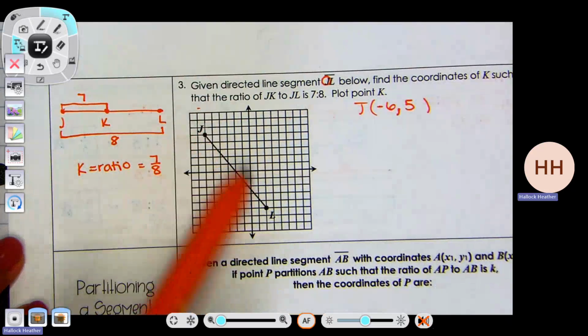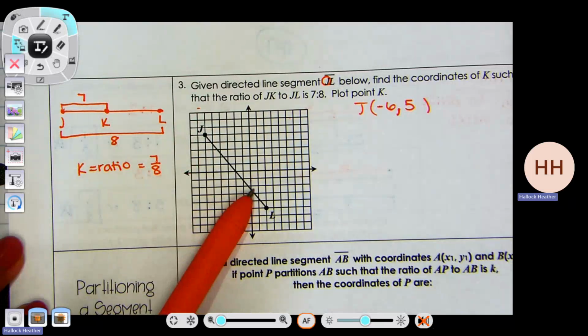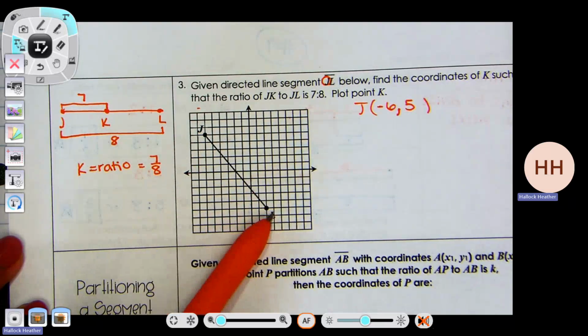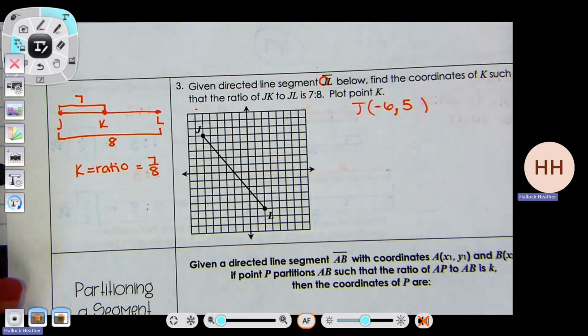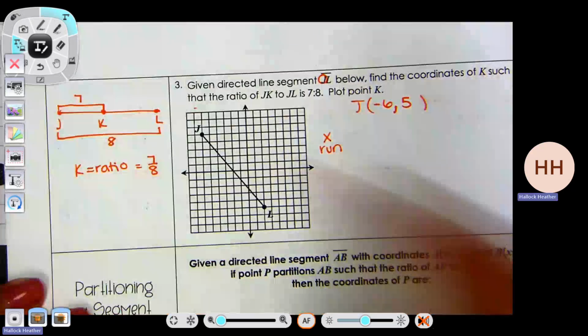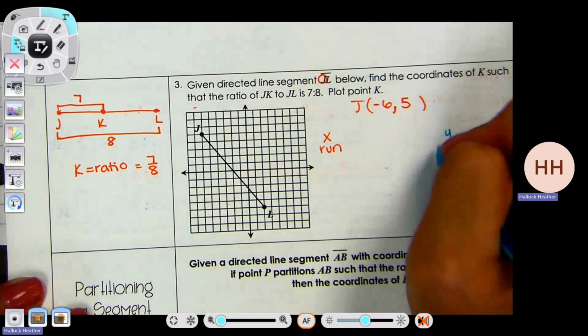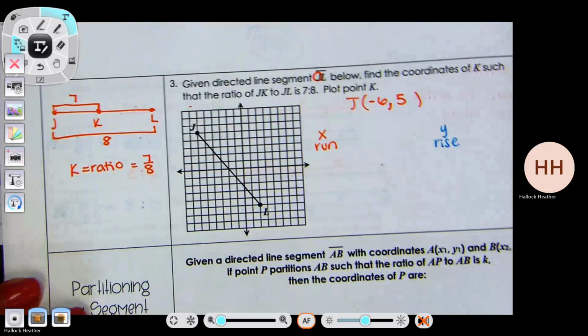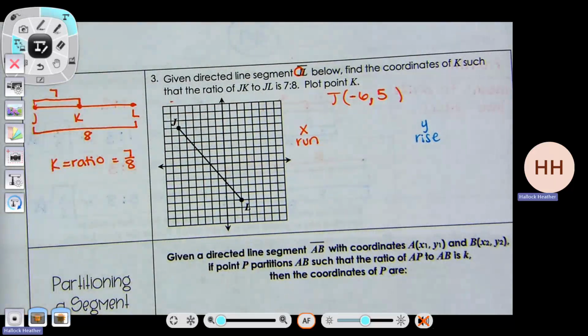So basically, from J to L, I need to figure out where 7/8 of the way is going to be. It should be closer to L because I'm starting at J, I'm ending at L. So instead of going the whole run and the whole rise, I'm going 7/8 of the way. So take a second. I want you to try to figure out how much you're running. That's your X. And try to figure out how much you're rising, which is your Y. So count your little boxes, see how much you're running from J to L, and then see how much you're going down from J to L.